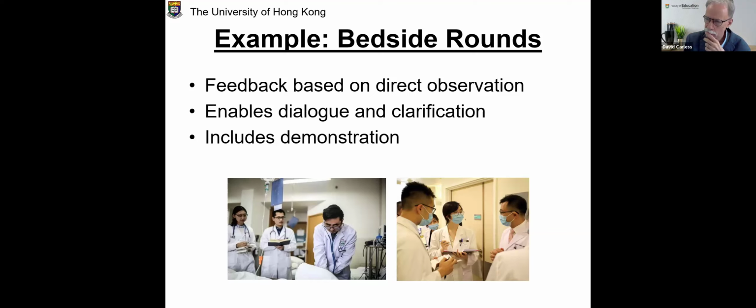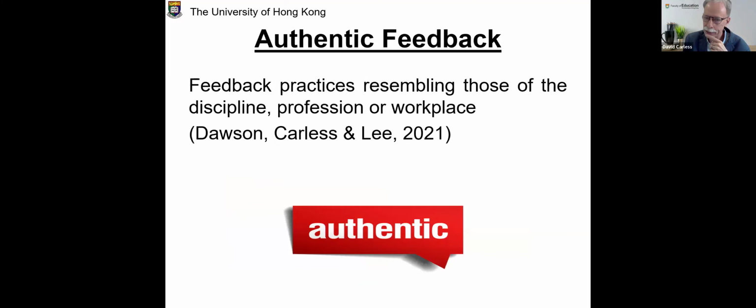Took about an hour and a half. I don't know if that's typical for you, but for 7 students and 7 different patients, about 10 to 15 minutes per patient as we walk round the pediatric ward. And we call this authentic feedback because the practices and the context and the situation is resembling those of the profession of medicine. And you can imagine in other disciplines how this might work.